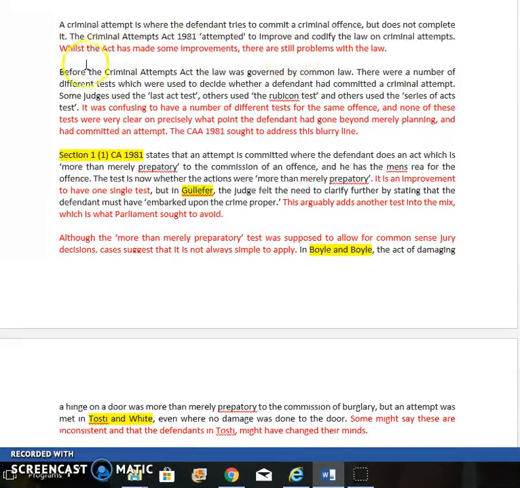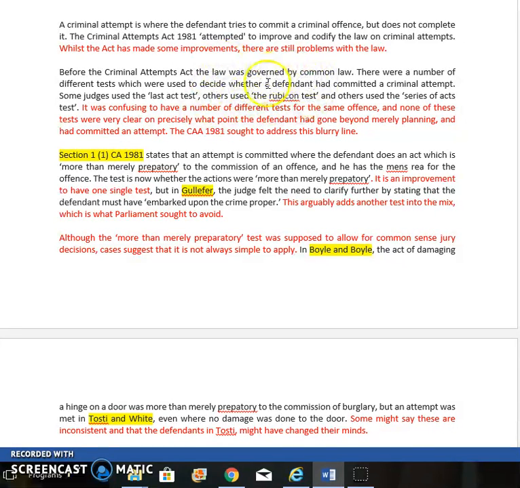So, as I said, before the Criminal Attempts Act, it was governed by the common law, and there were lots of different tests which were used to decide whether a defendant had committed a criminal attempt. Some judges used the last act test. So that was where the judge said, have they done the last possible act before committing the actual offence?